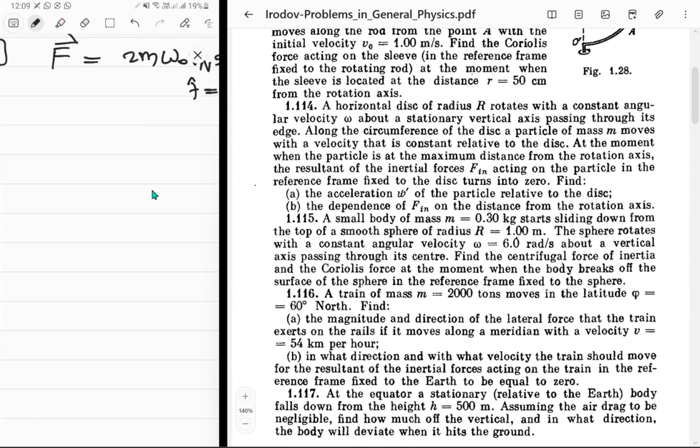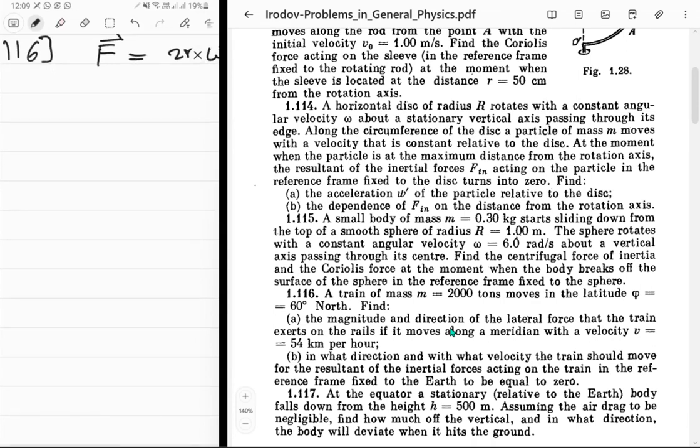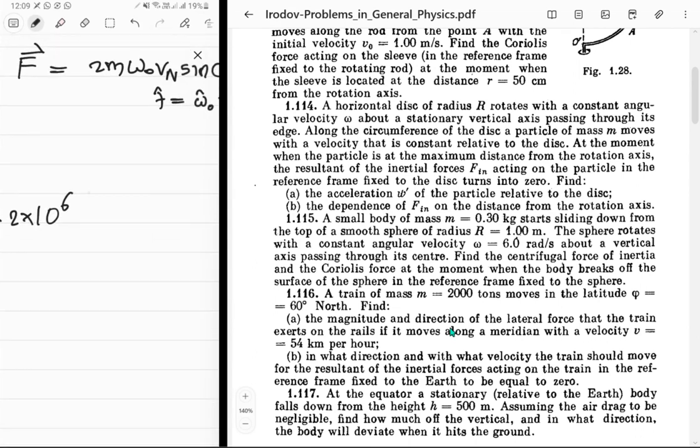What is the mass of this thing? 2000 ton. Wait, what is a ton? I don't remember. I think a ton is just another 1000 kgs. So this will be 2 into 10 power 6 kgs. So 2 into 10 power 6, times omega naught, which is 7.3 into 10 power negative 5. I think a ton is 1000 kg, right? Of course.